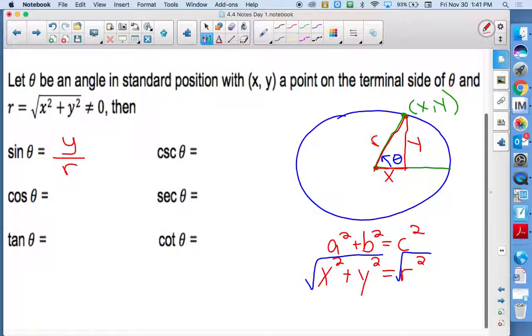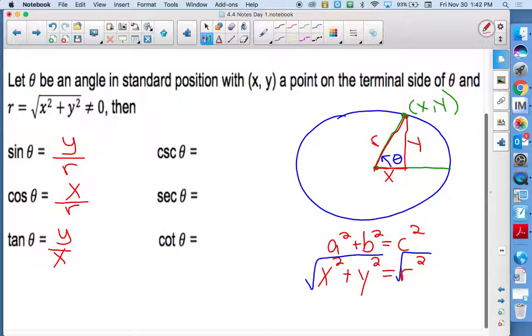So the radius could be 1 and then it would be y over 1, or the radius could be 5 and then we would have a 5 there. Whereas if we wanted to find the cosine, on the unit circle it is x, but now because we have any circle, it's going to be x over r, because it's the adjacent over the hypotenuse. And then the tangent would be equal to y over x.